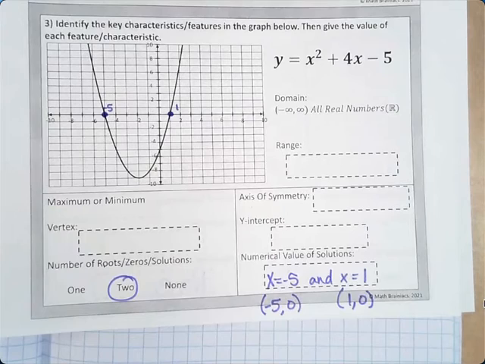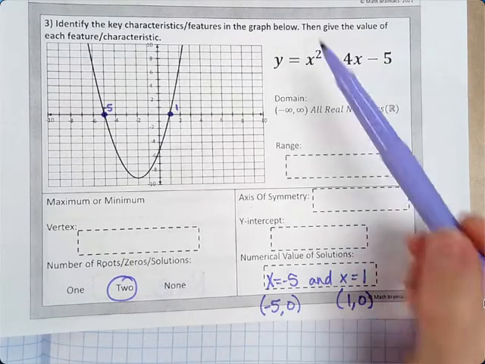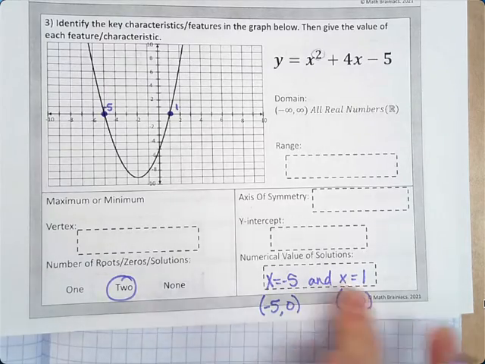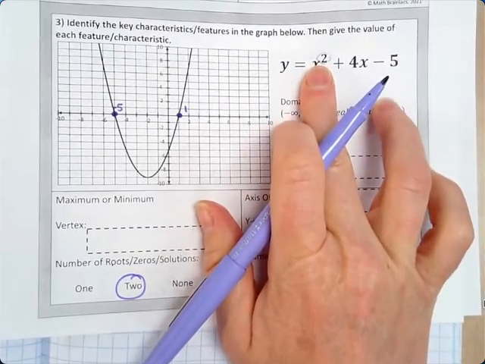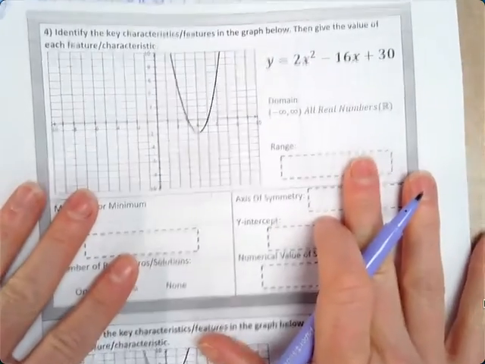Not very often or never have we gotten 2 answers for something. But the reason we get 2 answers for something is because of that squared. When you square a negative number, what happens to it? A negative number squared is like saying -5 times -5, which changes it to a positive. So that's how we're able to get 2 answers, because we have a squared in there. Okay, the next one, let's look at this.